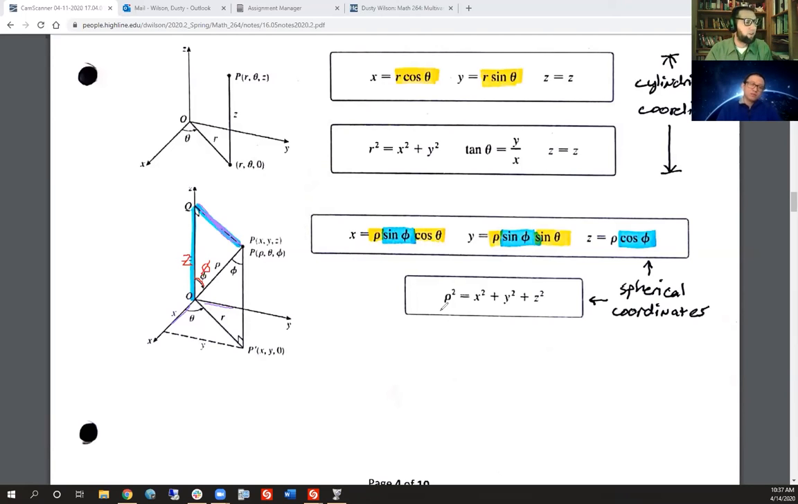And of course, whereas in polar coordinates and cylindrical coordinates you had x squared plus y squared equals r squared, here you have the formula for a sphere: x squared plus y squared plus z squared equals rho squared. Questions about those formulas?